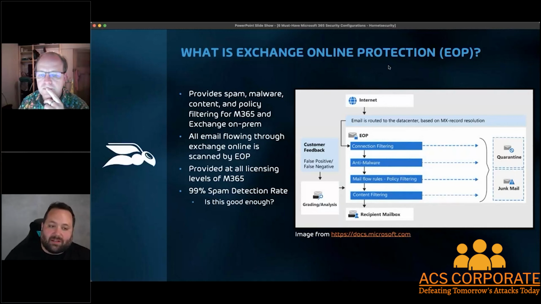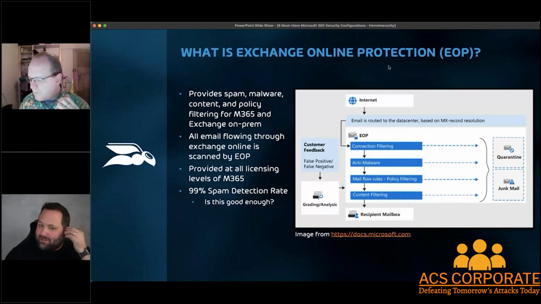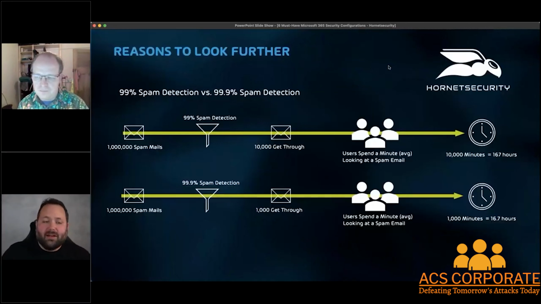Really, it's a collection of a couple of different filtering mechanisms that scans email as it flows into M365. And the spam detection rate of EOP is 99%. The question always comes up when I'm having this conversation: is 99% enough, right? That's one of the things we've looked at here at Hornet Security: from the perspective of scale, is 99% good enough?